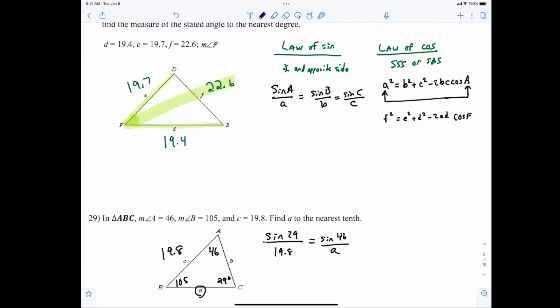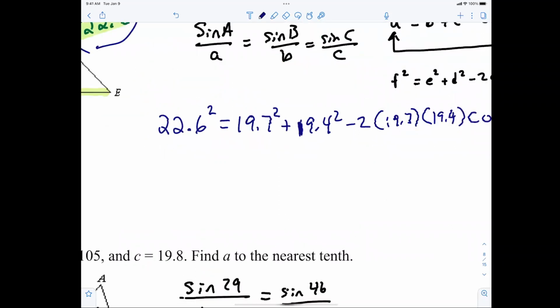Because we're solving for angle F, 22.6 goes on the outside of the formula. Now, this is the one where it causes people some trouble. So 22.6 squared is equal to 19.7 squared plus 19.4 squared minus 2 times 19.7 times 19.4 times the cosine of F. Is everybody okay with the way I wrote out the formula here? Anybody need me to explain why that number goes there?